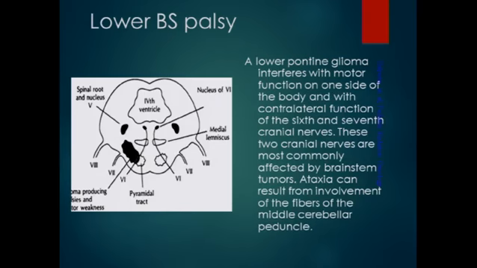Okay, so here's a cross-section of the brainstem. Okay, so a lower pontine glioma will interfere often with the motor function of the ipsilateral side. For example, we have cranial nerves 6, 7, and 8 right here, and cranial nerve 5 right here. Okay, so we have these tumors that are in the brainstem itself and will often affect cranial nerve 6 and 7. Okay, these are the most common. They also can involve the fibers of the middle cerebellar peduncle, the MCP, and because the cerebellum is associated with coordination, then they end up having ataxia.